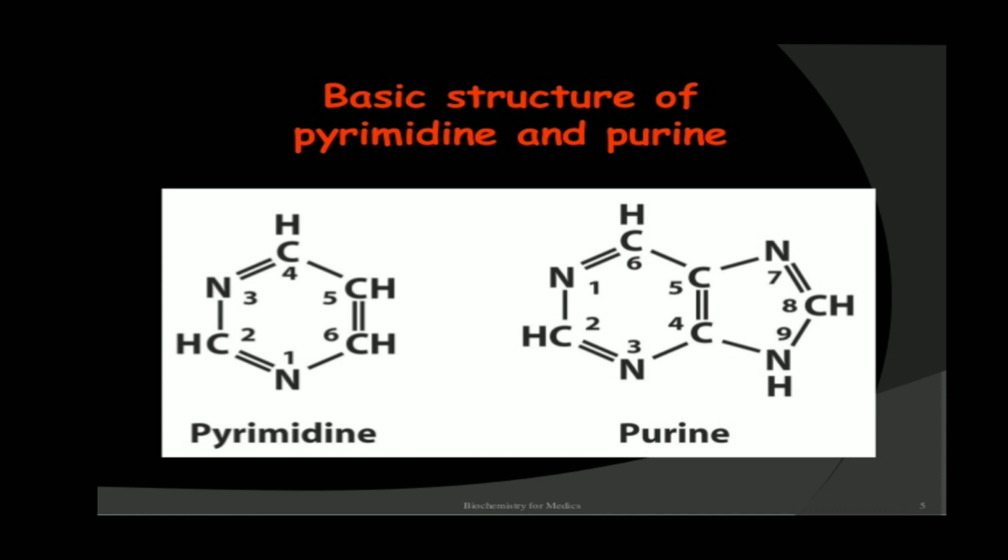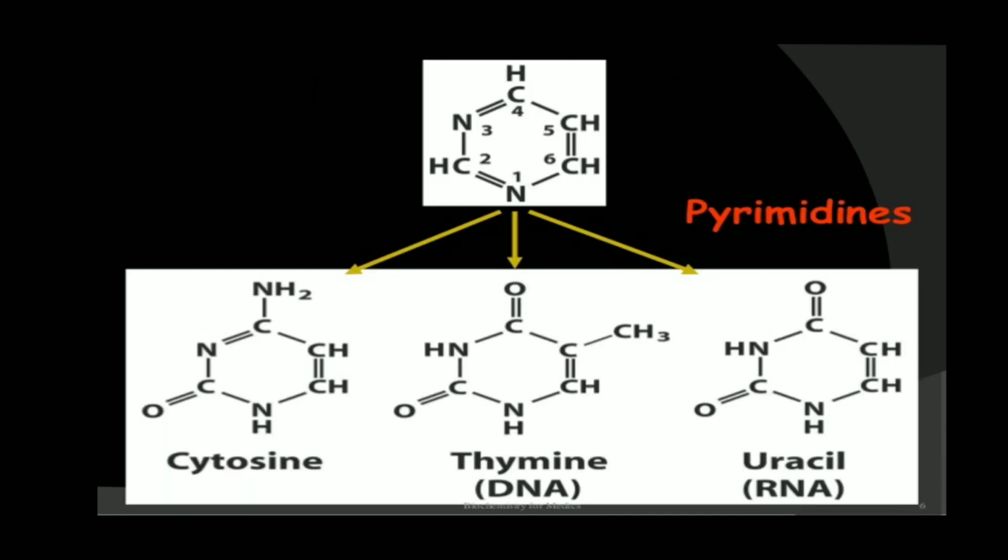Here you can see pyrimidines consist of a 6-membered ring compound, while purines consist of a 9-membered ring structure. This is the basic structure of pyrimidine and purine. Then we will see in the next slide the pyrimidines. This common structure of pyrimidine varies into three different structures: cytosine, thymine and uracil. You can observe the differences in their structures.